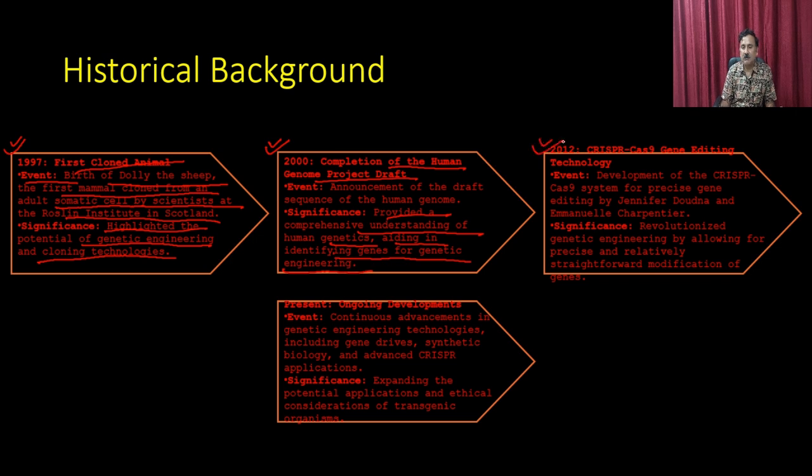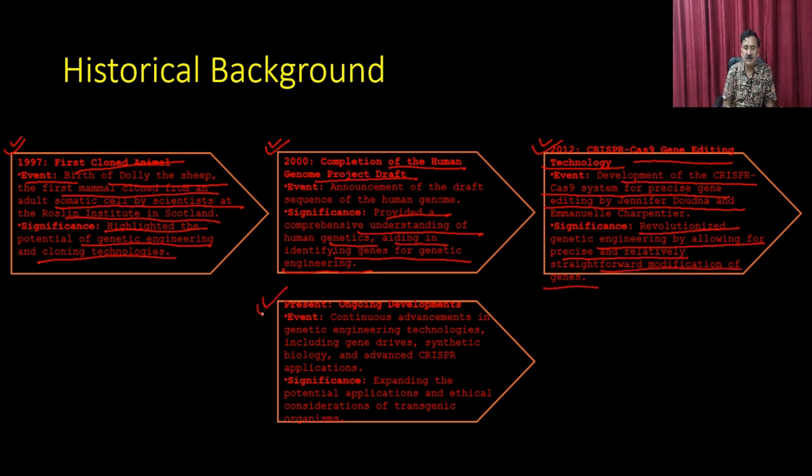Then in 2012, there was the CRISPR-Cas9 editing technology, the development of the CRISPR-Cas9 technique for precise gene editing by Jennifer Doudna and colleagues. And what is the significance? It revolutionized genetic engineering by allowing for precise and relatively straightforward modification of genes.